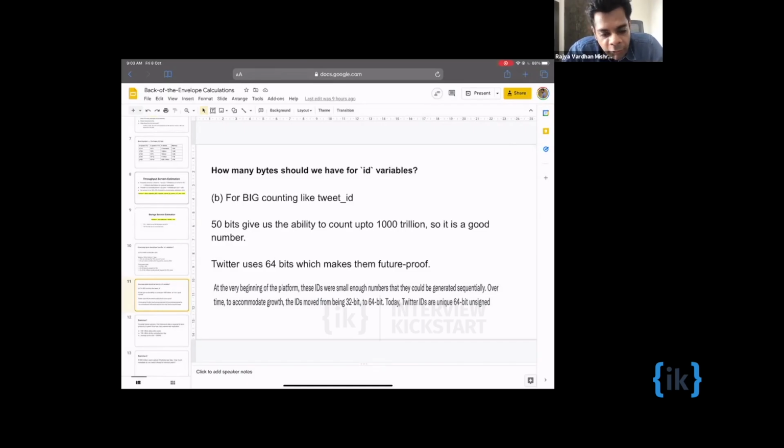So in the interview, instead of directly saying that I'm going to use a 64-bit number, you can very quickly reference to the interviewer that if I can have a 50-bit number, then it gives me the capability to store 1,000 trillion tweets. And then if I go to 64 bits, it makes me future proof. Then okay, I'll go with a 64-bit number here.